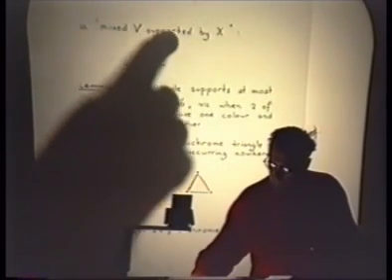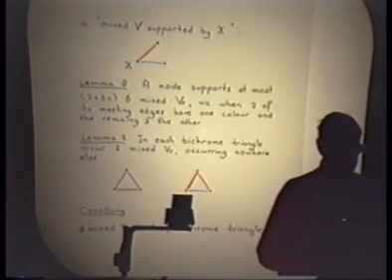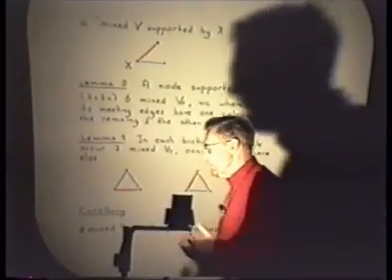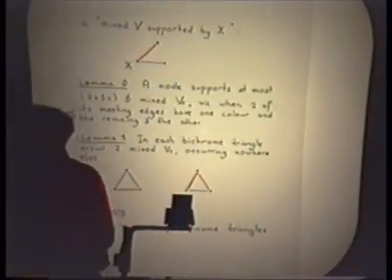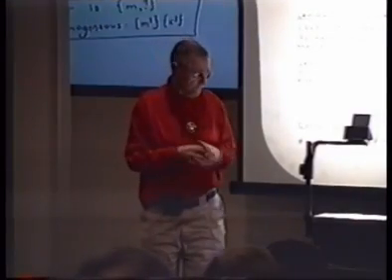I need a verb, and they are supported by the point in which they meet. So that's my concept. I'm trying to reason in terms of mixed V's. Yeah? Now there are two theorems, two very simple theorems.